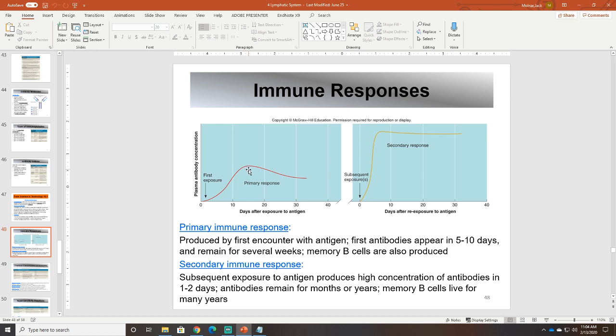Okay. So what does that mean? The first time you are exposed to a bacterium, let's say Staph aureus, it's going to take up to about 14 days to reach the maximum response. Okay, so you could be sick for 14 days. You could have an infection in your thumb, an infected hangnail, for 14 days.